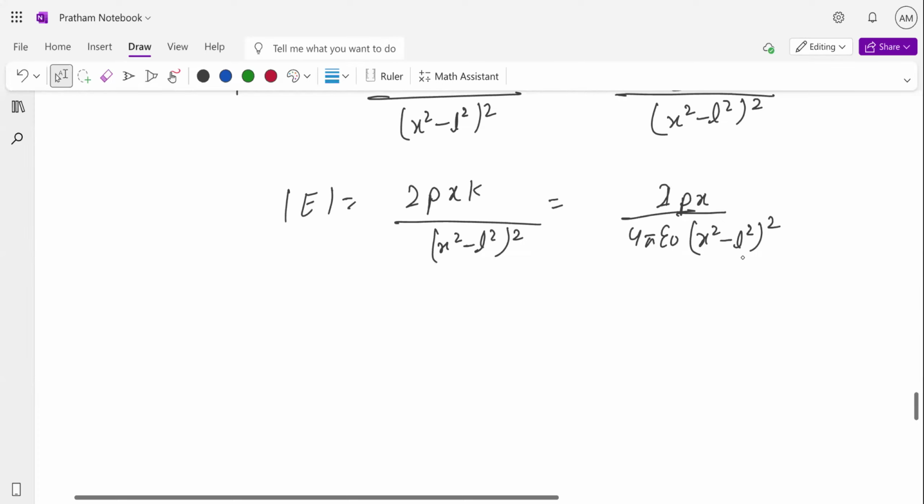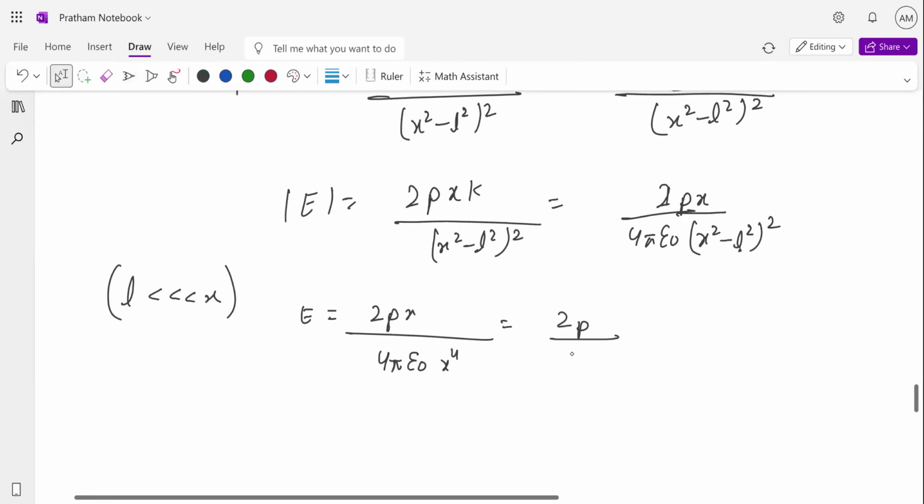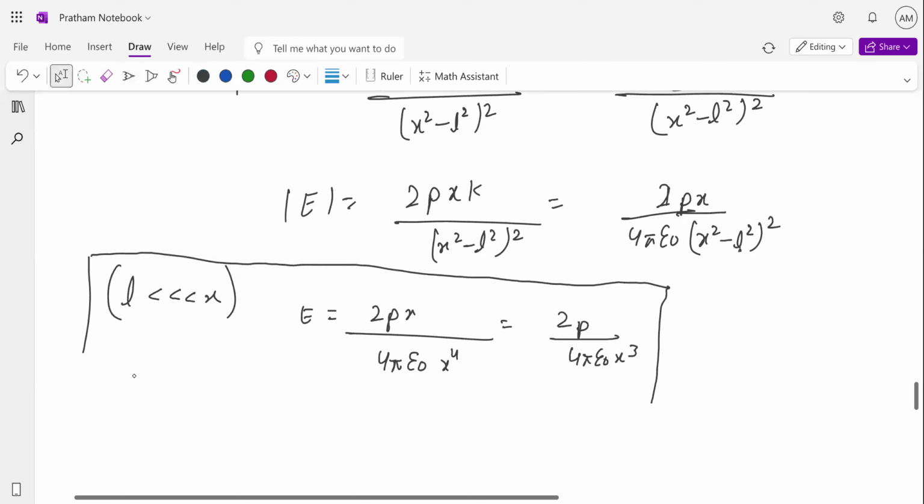What is this x? What is this L? L is the distance from the center to the charge of the dipole, right? If I say that L is very, very much less than x, in that case your formula will become 2px divided by 4 pi epsilon naught. When L is very much less than x, you can rewrite the same thing, so it becomes 2p divided by 4 pi epsilon naught x cube. This is what your answer will look like in this situation. Clear?